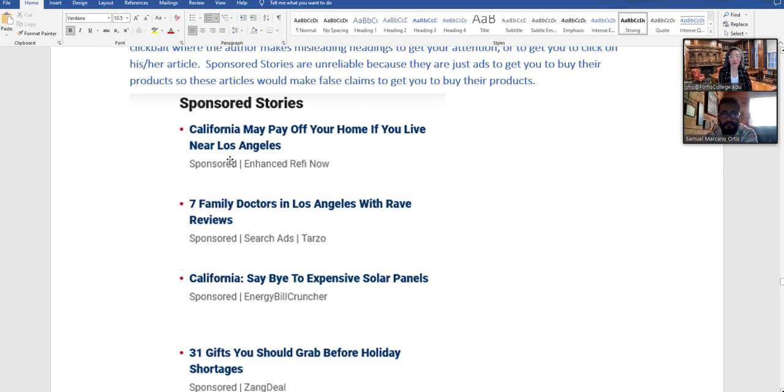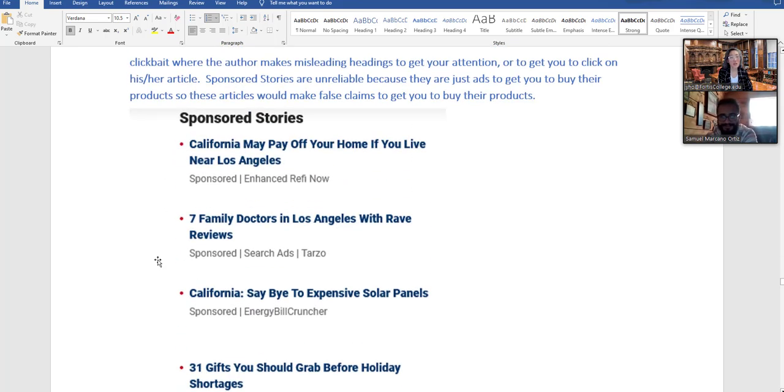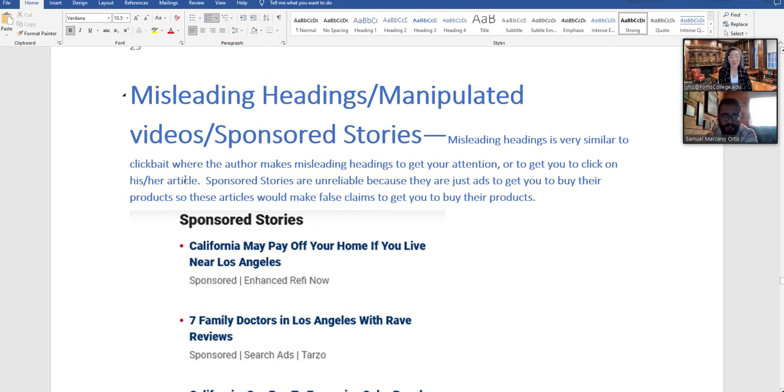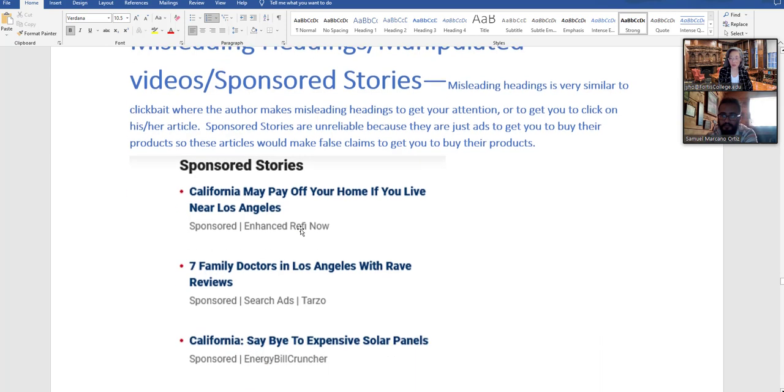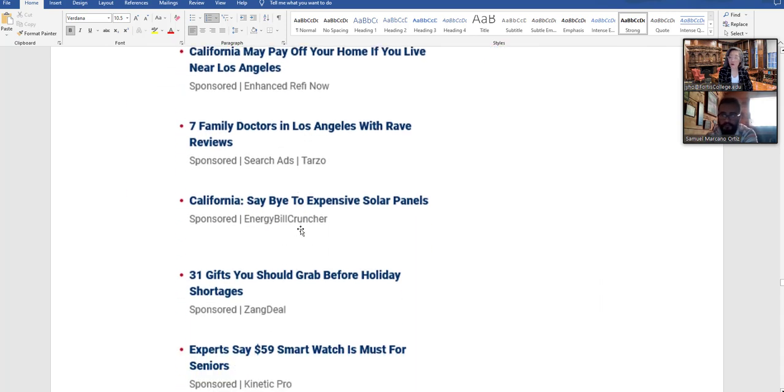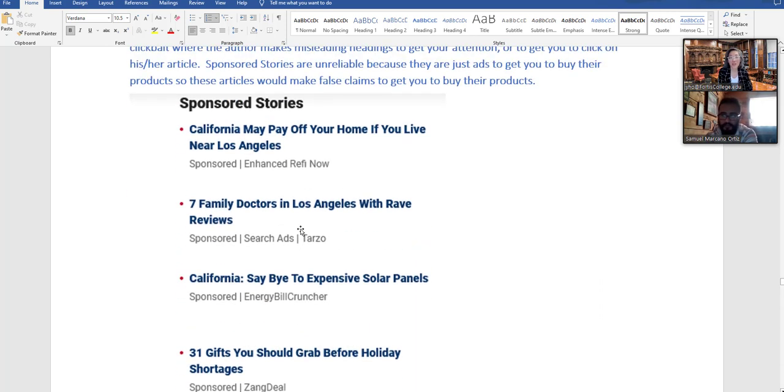So here, sponsored stories. Do we believe all these sponsored stories? Energy bill. No. They're all sponsored. Okay, so usually after you read your real article and you scroll down, that's where the sponsored stories appear. So it makes it look like there are more articles to read when actually it's all sponsored.